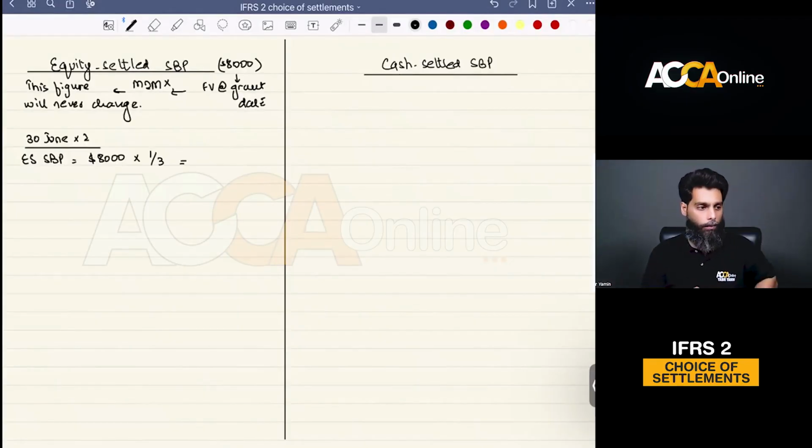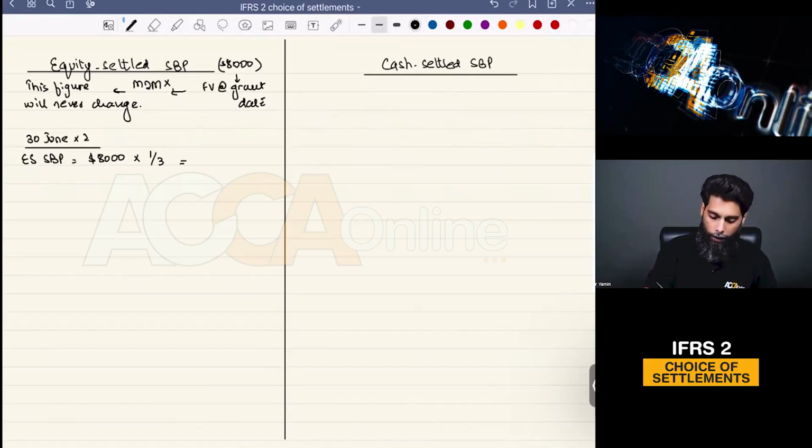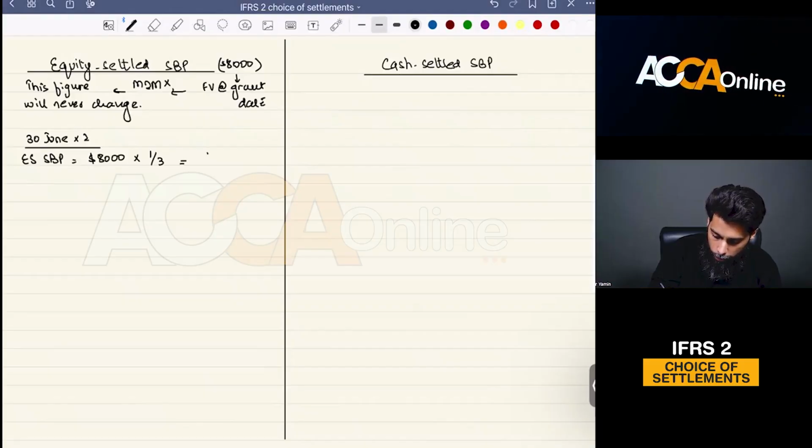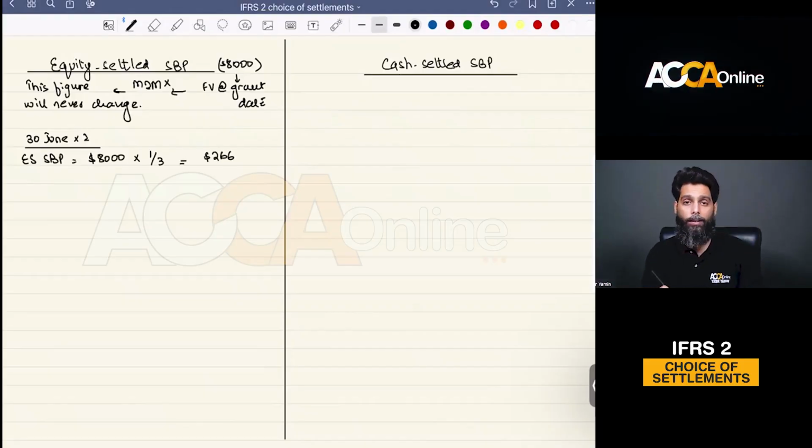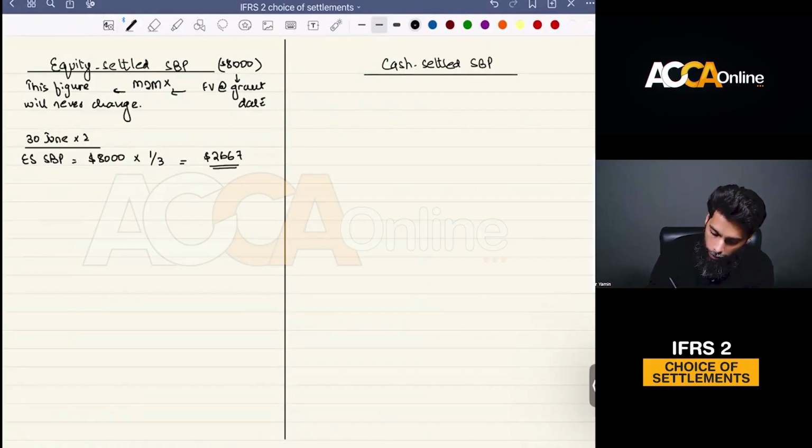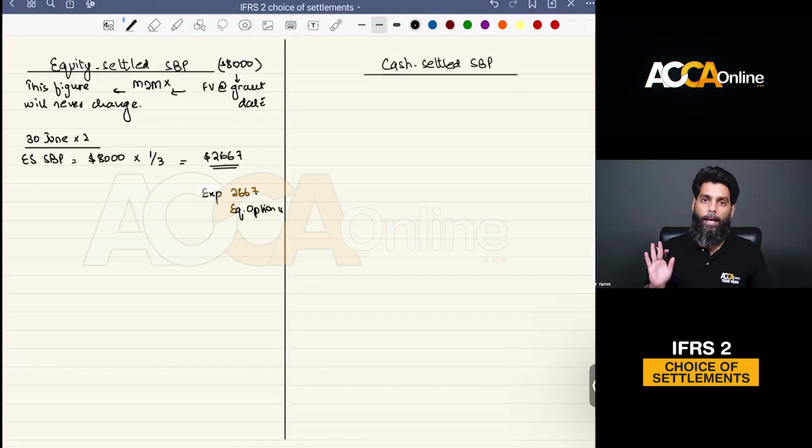Can you guys tell me please what is the value? So I do $8,000 divided by 3. This is $2,667. Actually, I'm faster than you. What is going to be the accounting entry for this 2,667, guys? The accounting entry is going to be expense debit 2,667 and equity option credit by the same amount. Is it clear to everybody?